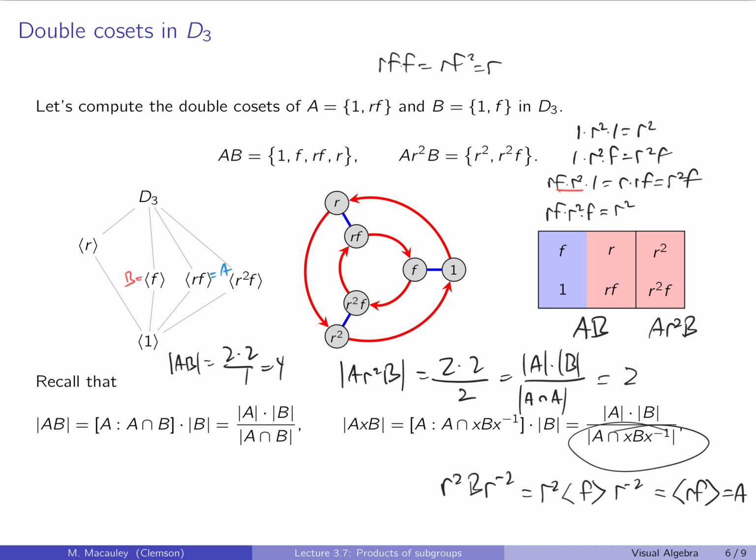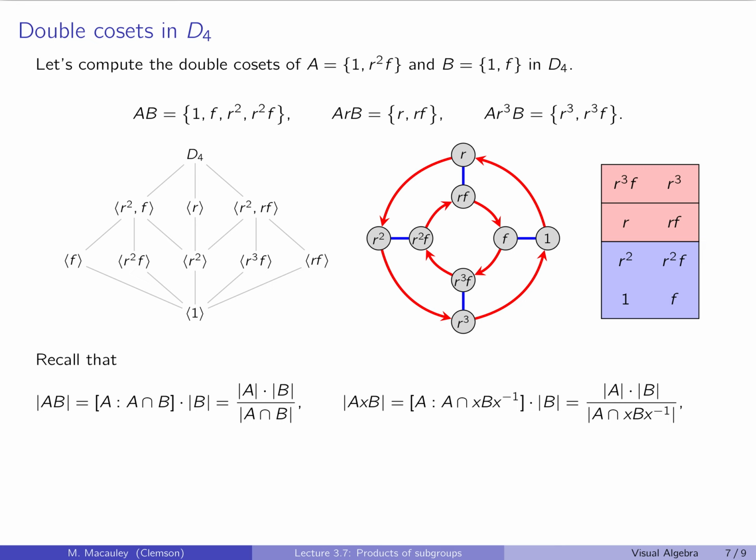So the idea is with these double cosets, we take A and B, and then we ask, what are the possible conjugates of B? As we conjugate B, it might go to one of these things. And what are the possible sizes of the intersection here? If these are different, the intersection is trivial. If they're the same, then the intersection has size 2. So the double cosets will have size 4 and size 2.